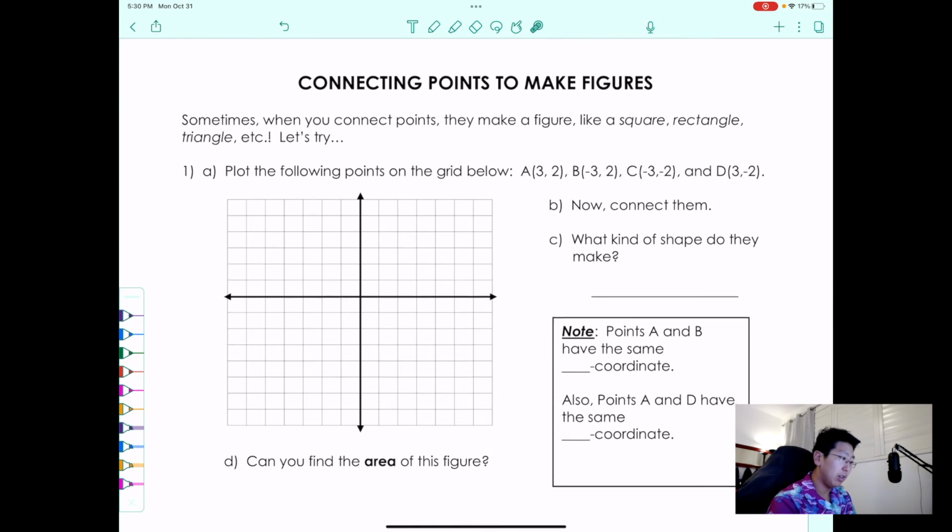Let's move on. Connecting points to make figures. All right, so this is after we understand what it means to plot points or take ordered pairs, aka points, and put them on a coordinate grid, okay? When we're connecting points to make figures, it's like connect the dots. You guys have probably done that as a kid. Sometimes when you try to connect points, they make a figure like a square or a rectangle. Let's try. And so what we're going to do is we're going to plot these points A, B, C, and D, and then we're going to connect them.